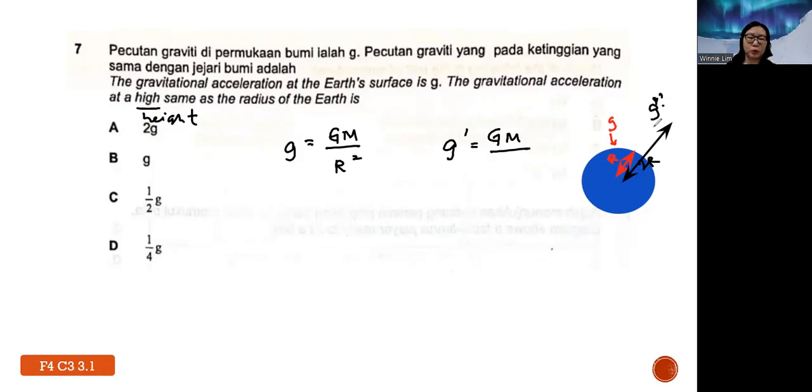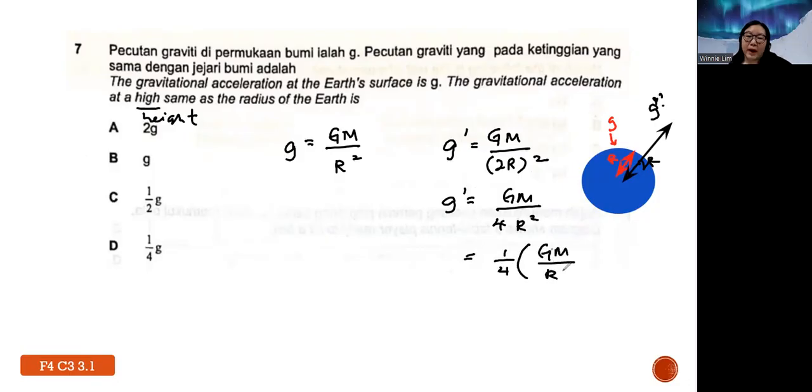Understand or not? Let's say you don't like maths and cannot get the answer, but based on concept, you can still choose. So the distance becomes 2r. But remember, you need to bracket the whole thing and square it. Therefore, g prime is how much? GM. After I square it, I actually get 4r squared.